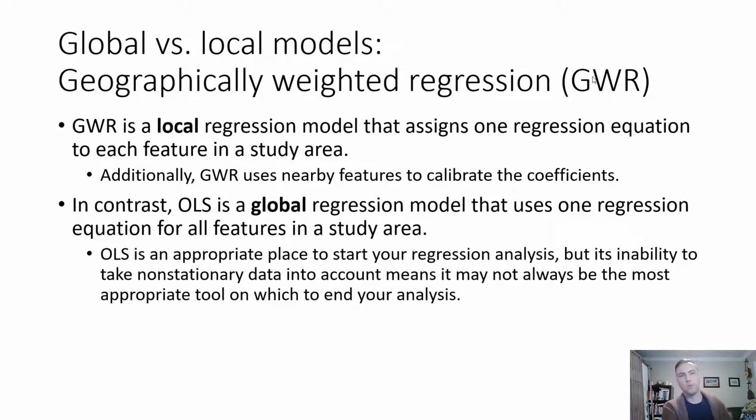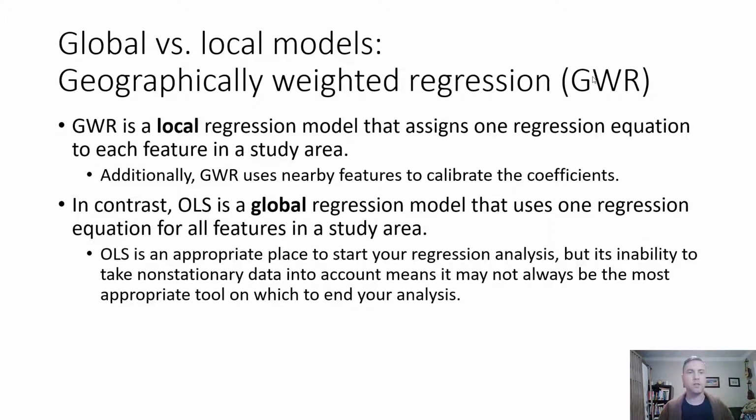GWR, geographically weighted regression, is a local regression model that assigns one regression equation to each feature in a study area. And when we talk about features, it's going to be polygons generally, right? If you've got a map of California, you could run a GWR regression equation for every county, for every zip code, for every census tract, whatever. You're not just applying one single regression equation to the entire state, because Southern California differs from Central California, and Central differs from Northern California, and Inland California differs from Coastal California. That's just the way that the Earth works, right? Depending on where you're at, you're going to have different local conditions than somewhere else.